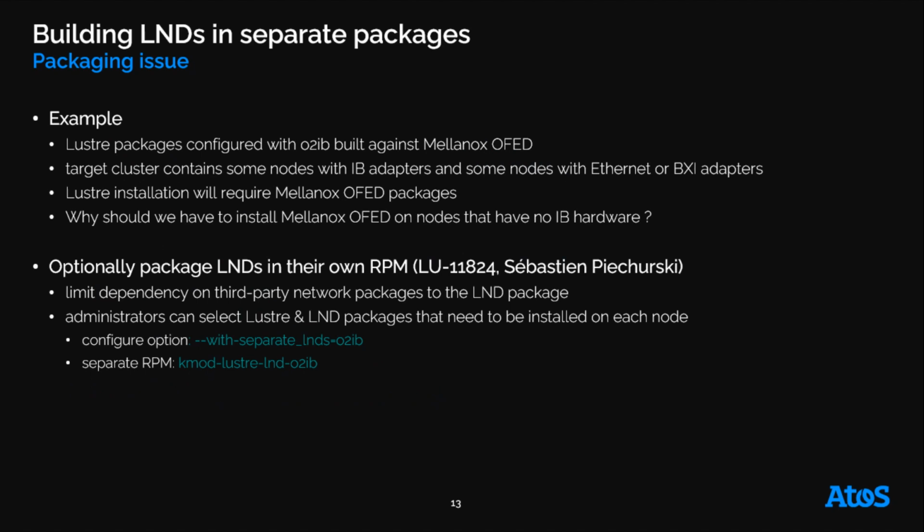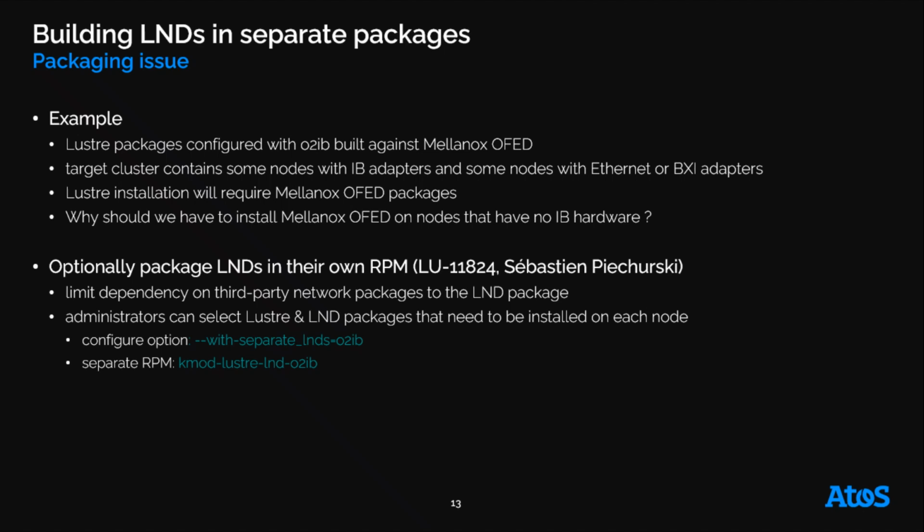Another point that would need improvement is LND packaging. Take the example of Lustre packages configured with O2IB built against Mellanox OFED, and a target cluster containing nodes with IB adapters and other nodes with Ethernet or BXI adapters. Quite surprisingly, the installation of Lustre requires Mellanox packages to be installed due to symbol dependencies, even on nodes with Ethernet or BXI adapters only. Why should we have to install Mellanox packages on nodes that have no IB hardware?